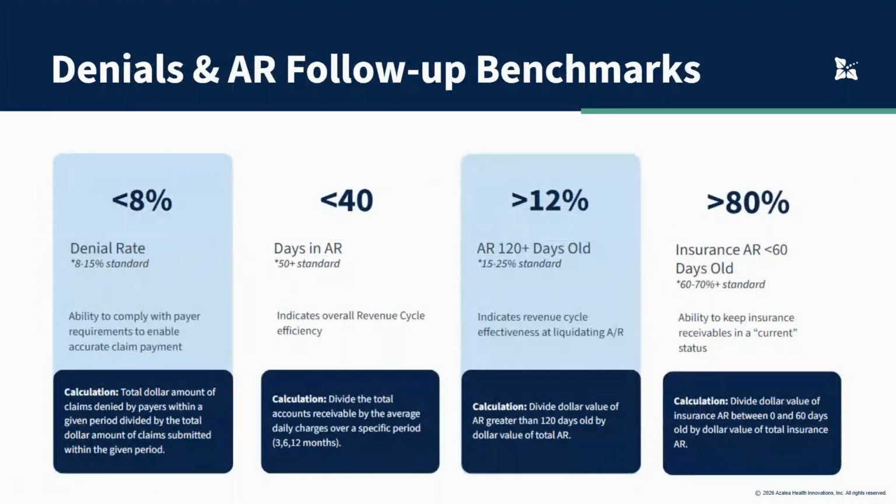So here's some KPIs that you can use to track. Again, there's a ton out there, but these are the ones I like. Denial rate. We talked about what's considered average. That number is moving up now because payers are getting smarter about using AI to deny your claims. So you need to be able to track that.